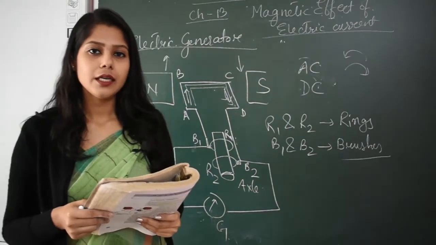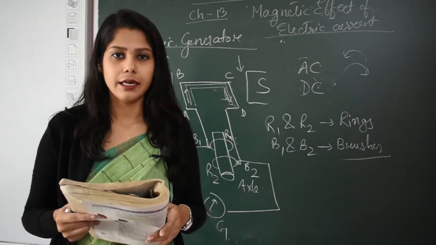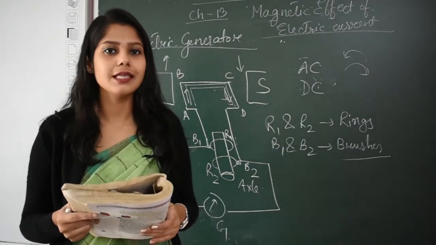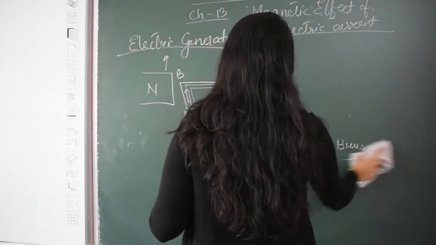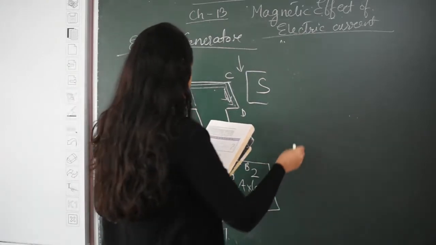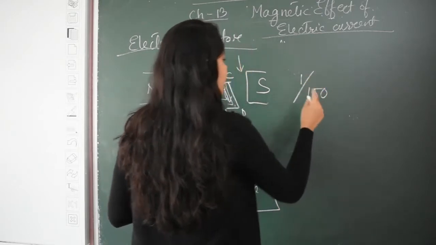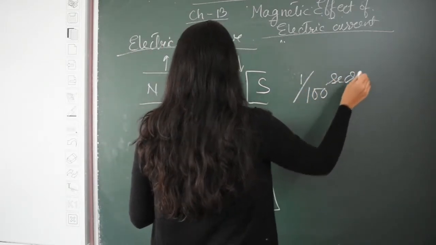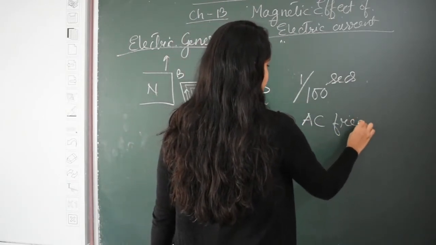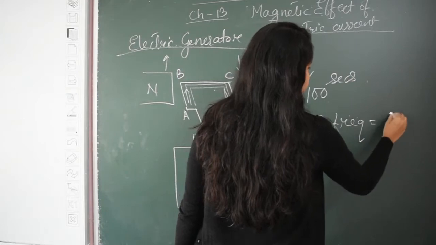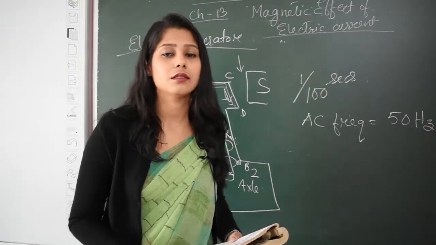So the power stations these days produce AC current. It depends on countries also. In India, AC current changes direction after every 1/100 seconds. That is the frequency of AC current. The frequency of AC current would be 50 Hz, since frequency is 1/T.